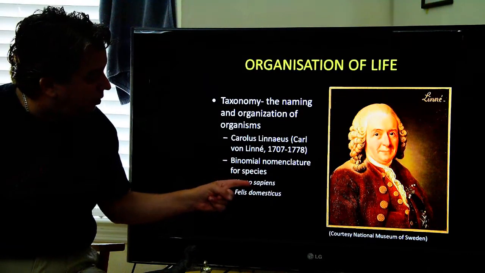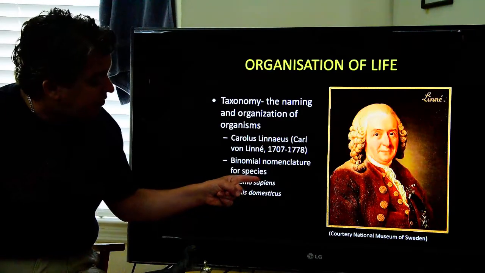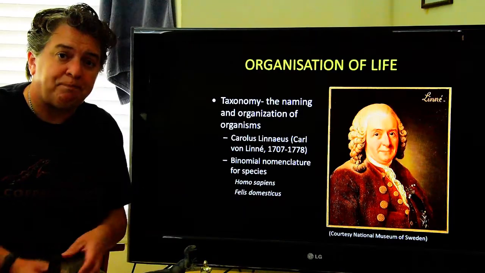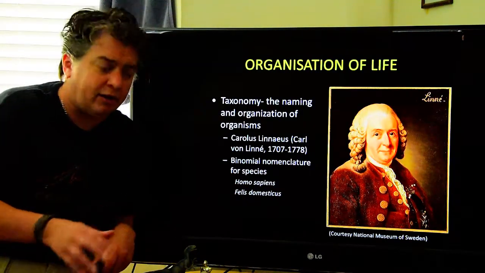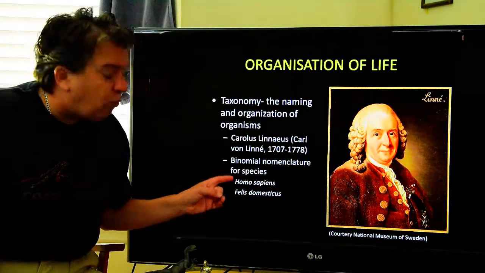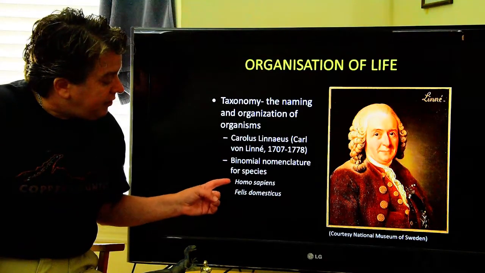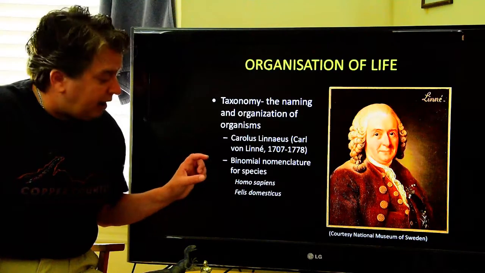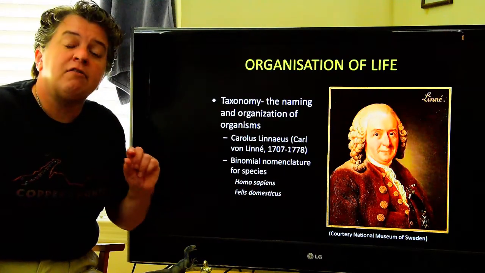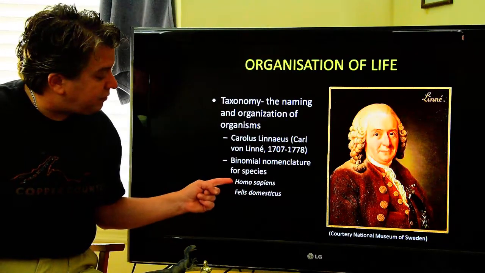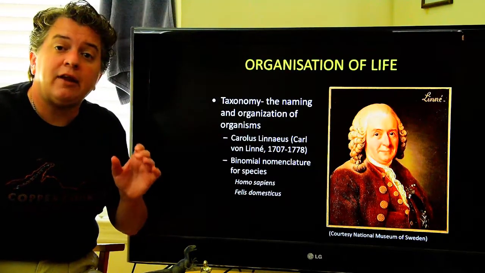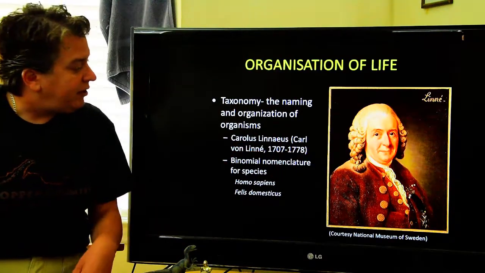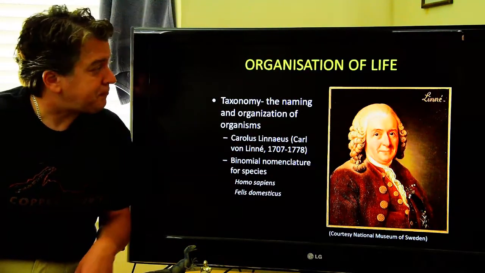The genus Homo, the species sapiens. And like my house cats, they're Felis domesticus. Now, in this binomial nomenclature, the names are always Latinized, the genus is always capitalized, and the species is lowercase. That's the standard way of writing down the name for any species that exists, and it goes all the way back to Carolus Linnaeus.